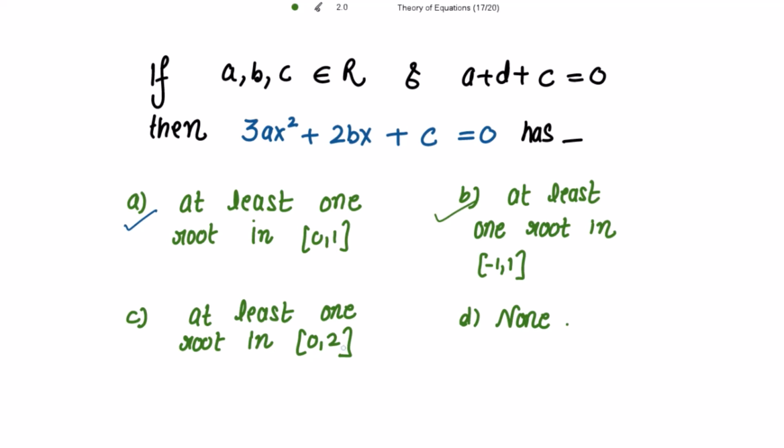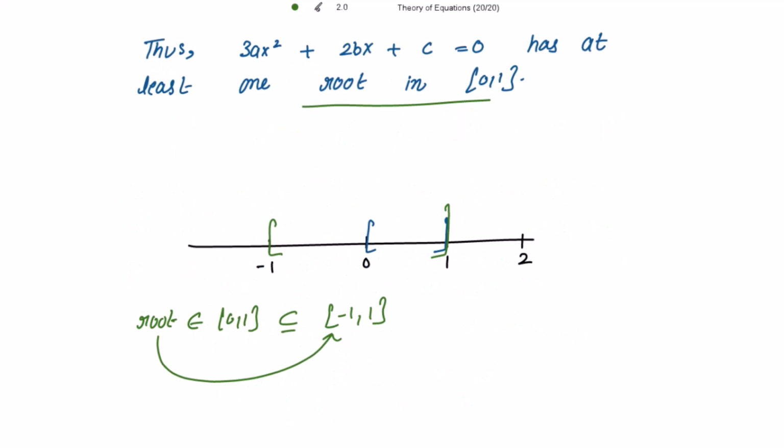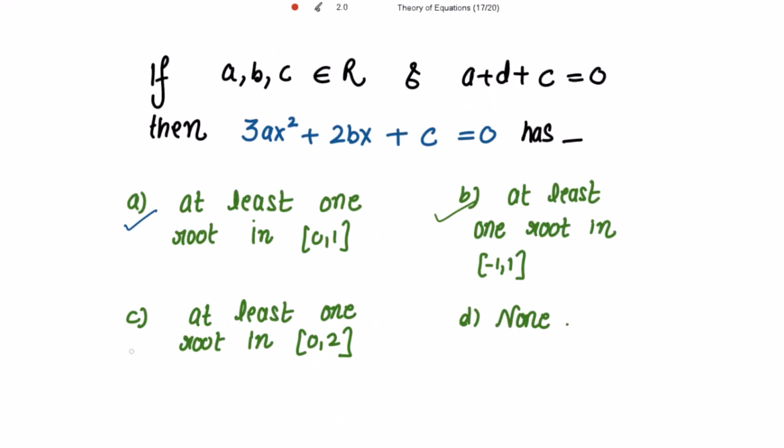Let's check the third option, that is, whether this root also belongs to 0, 2 or not. Yes. Why? Because this closed interval 0, 1 is also a subset of 0, 2. So the root belonging to the closed interval 0, 1 also belongs to the closed interval 0, 2. Yes, so the third option is also correct. So the answer: option A, option B and option C, all are correct.